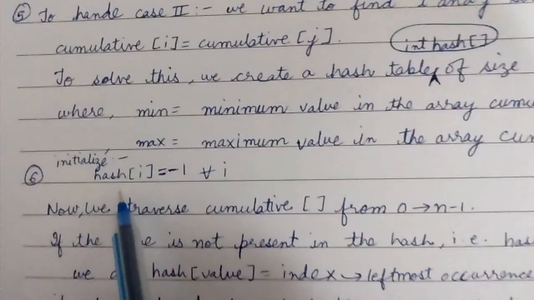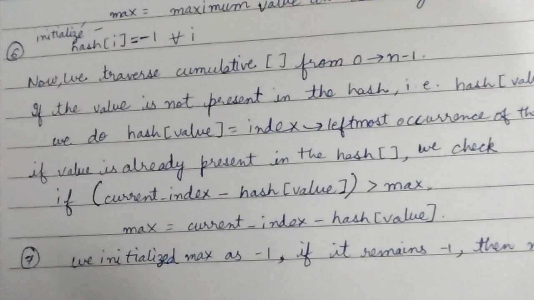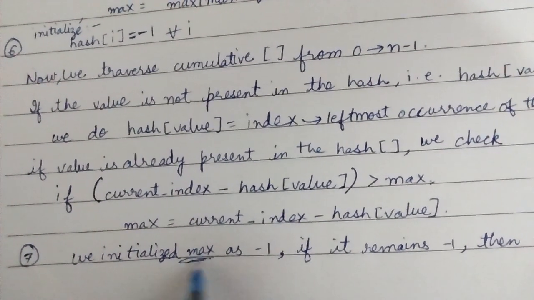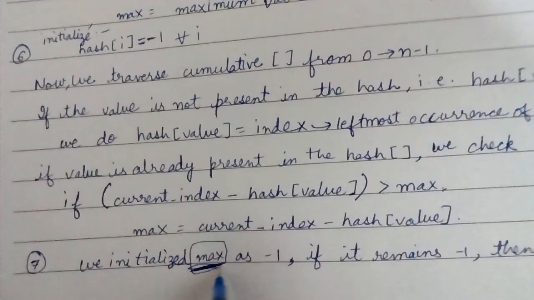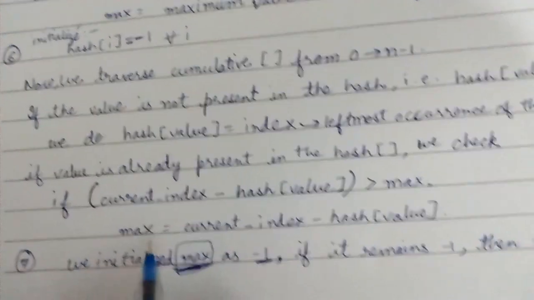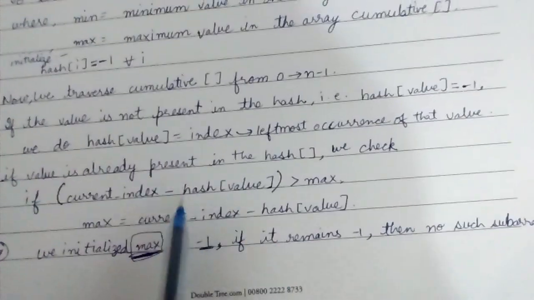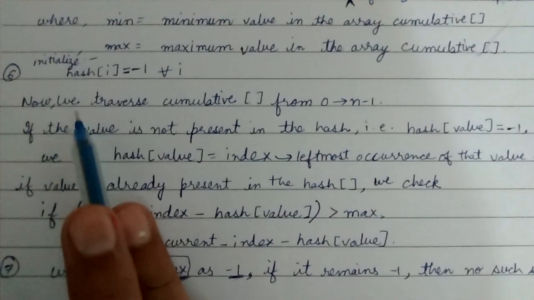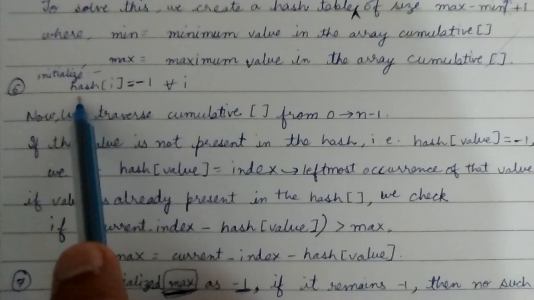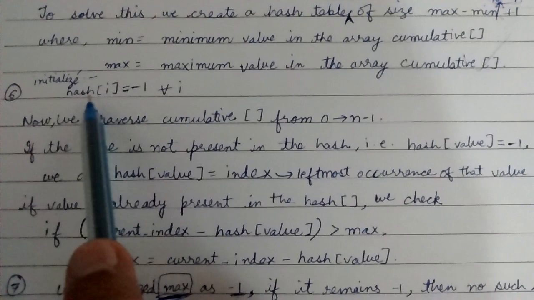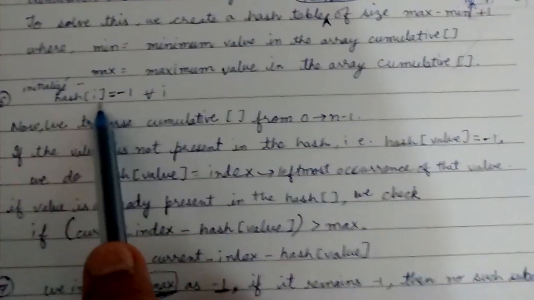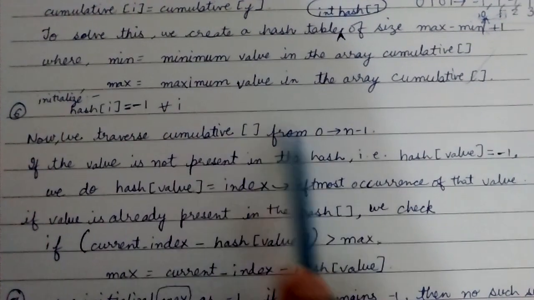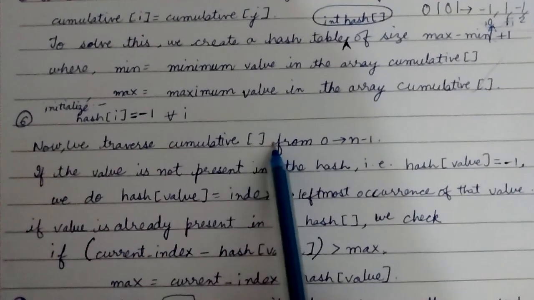We use a hashing technique for this. Please listen carefully. We keep a max which represents the maximum length of the largest subarray, and initially it is -1. If it remains -1, then no such subarray exists in which the number of zeros is equal to the number of ones. We take an array hash and initialize hash[i] equal to -1 for all i. Now you will ask, what is the size of this array hash? We traverse the cumulative array from 0 to n-1, that is, we traverse the whole cumulative array.